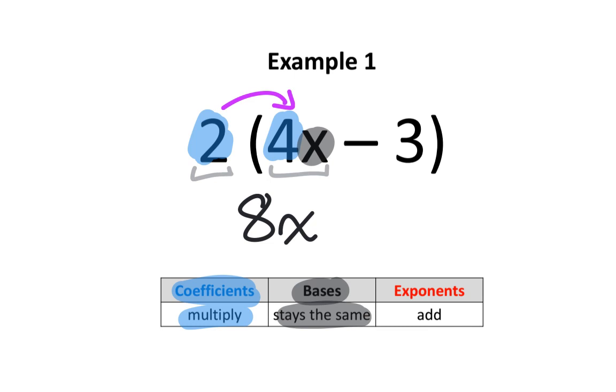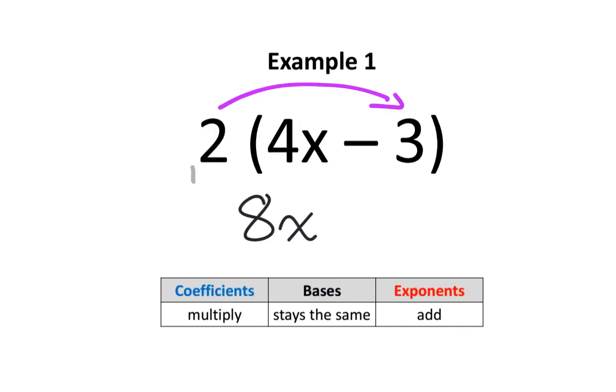And last, we need to take a look at exponents. There is no exponent on this term since there is no base, but there is an exponent here. There is actually a hidden exponent of 1, and we need to add exponents. Since there is nothing for this exponent to add to, it really just stays the same as a 1, and we don't need to write in that hidden 1.